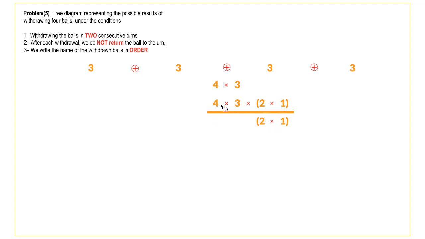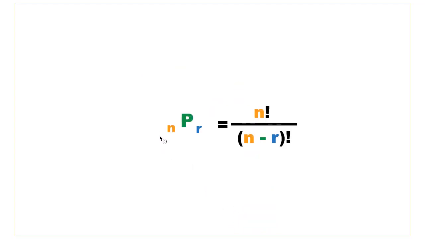We notice that 4 times 3 times 2 times 1 is 4 factorial, and 2 times 1 is 2 factorial, which can be written as (4 minus 2) factorial. So now we arrive at this fraction where 4 is n, the number of objects in the sequence, and 2 is the number of withdrawals or the size of the sequence. And now we can write it in a formal form like this, and we arrive at the permutation formula P(n, r) equal to n factorial divided by (n minus r) factorial.